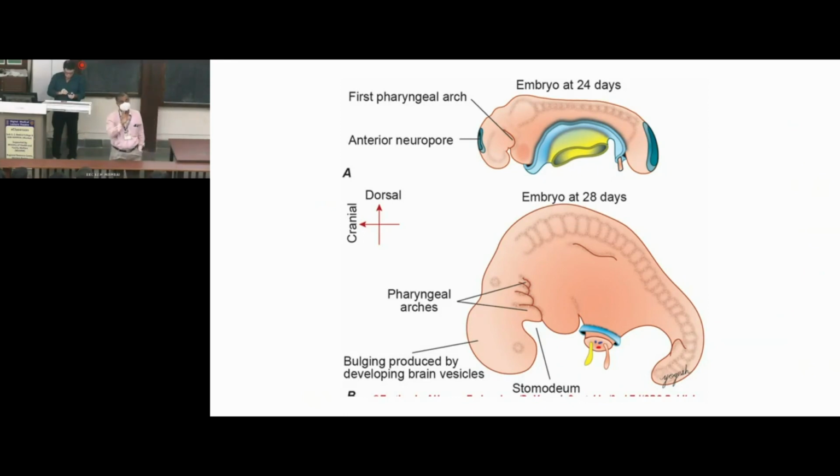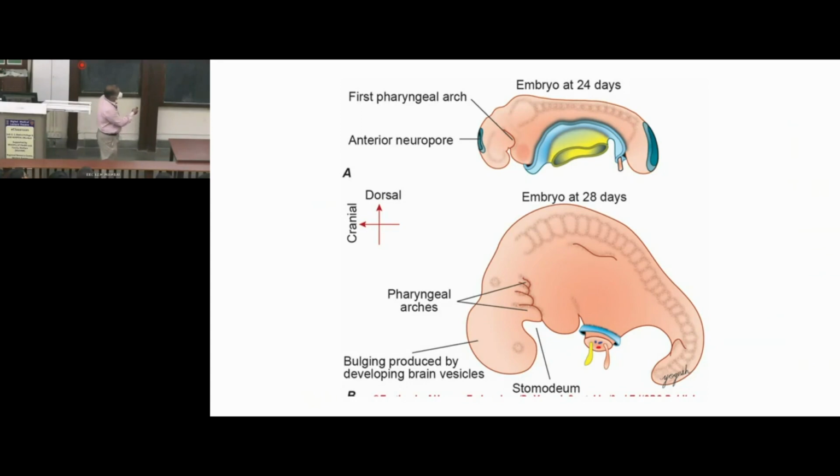Which stage is called as neurula? When the differentiation into surface ectoderm and neurectoderm happens, and the neurectoderm gets modified to form groove and then tube. That is the stage of neurula. So along these lines, there is a stage called as pharyngula. This stage is called as pharyngula, when the pharyngeal arches start developing.